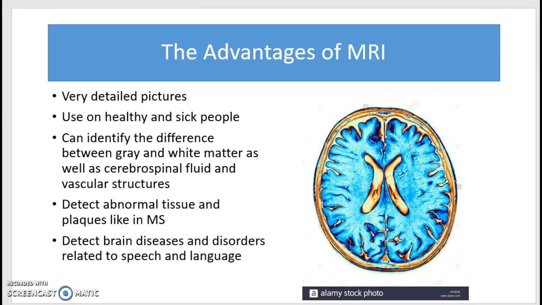The advantages of the MRI is that you get very detailed pictures. You can use it on healthy people and sick people. You can identify the difference between gray and white matter, as well as cerebral spinal fluid and vascular structures. You can detect abnormal tissue and plaques like you would see in MS. You can detect brain disease and disorders related to speech and language.